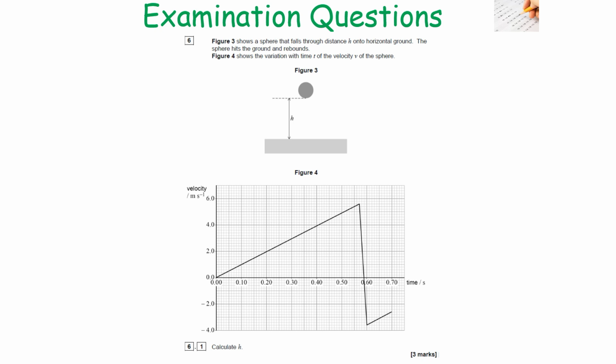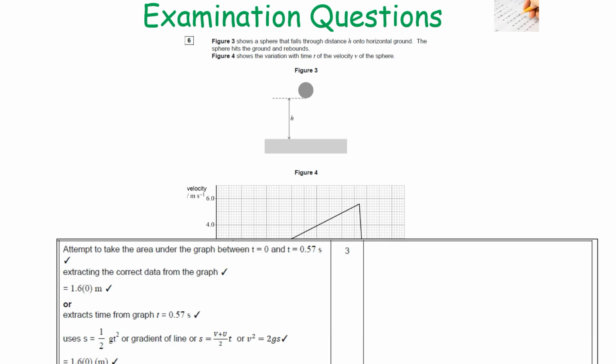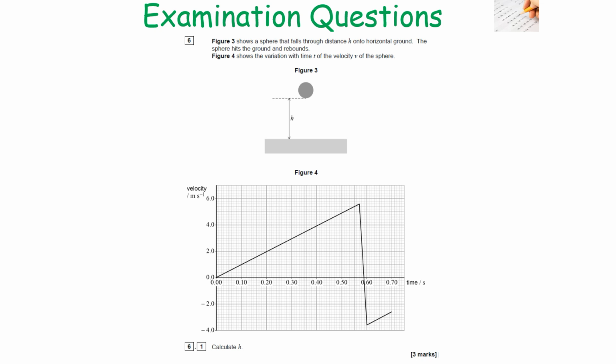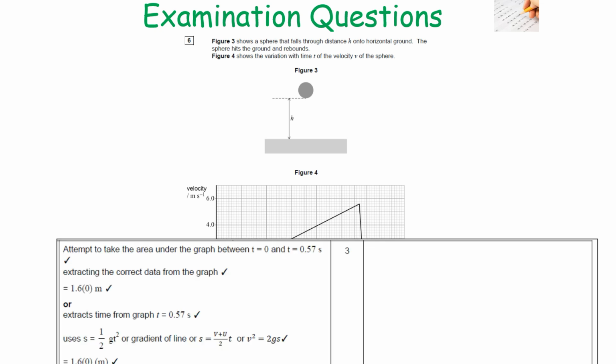Well, h is going to be the displacement, which for the velocity-time graph is the area under the line. So what you need to do is take the area under the graph between the time of t = 0 and 0.57 seconds. Why 0.57 seconds? That's the point at which it's going to rebound and change direction, because it's going to a negative, so that allows you to work out the height. So we can work it out from the graph and get the answer of 1.60 meters.